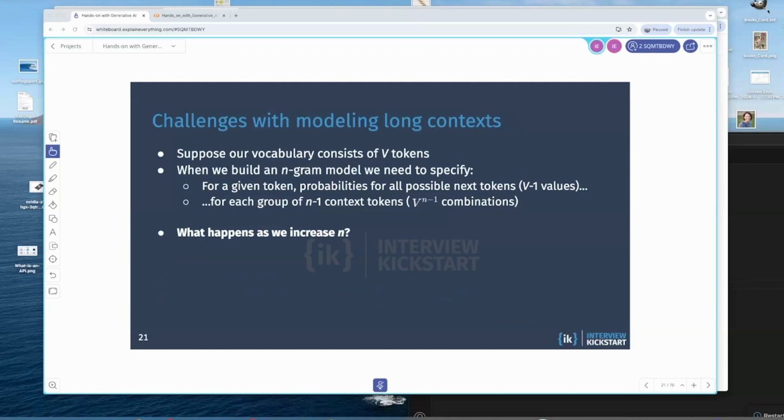The idea here is that suppose you have a vocabulary that consists of V distinct tokens. I've been using 30,000 as my example before. That's a typical number for the size of the vocabulary of a language model.